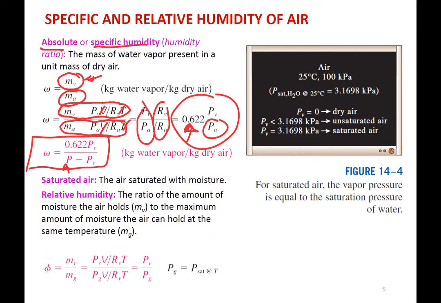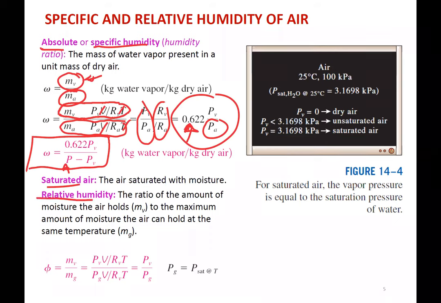Okay. All right. So here's, oh, wait a second. Saturated air is the air saturated with moisture. So it's fully, so it can't hold any more. It's saturated. Okay. The air can't hold any more moisture. It's saturated with water vapor.